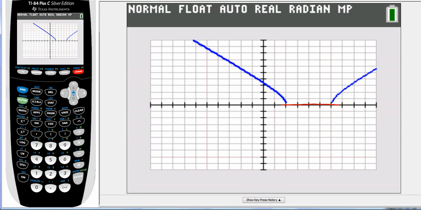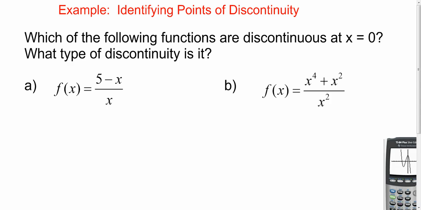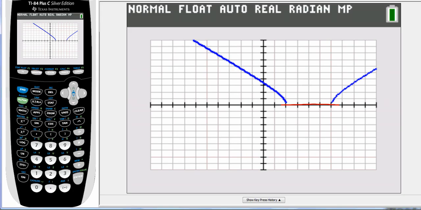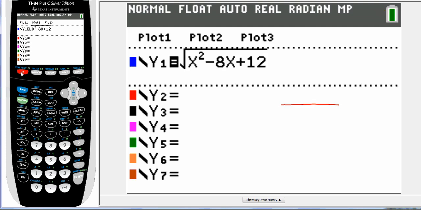So the first one was 5 minus x over x. So I will put that in here.